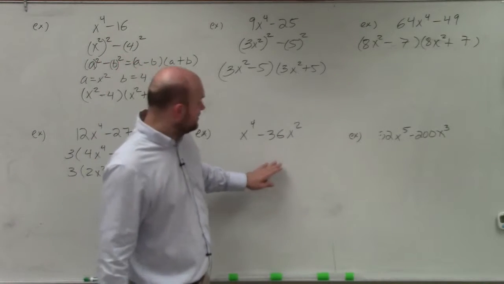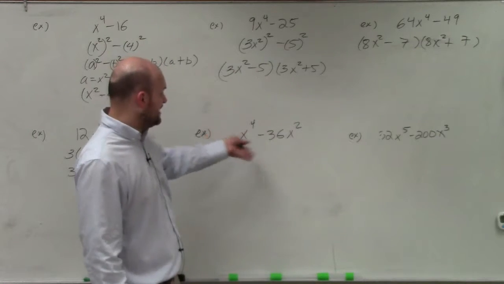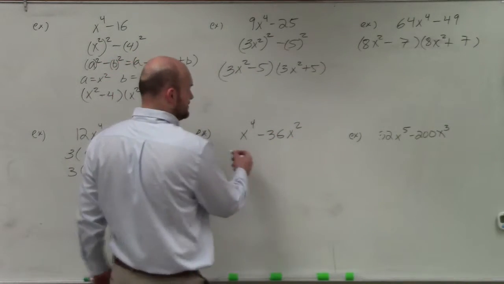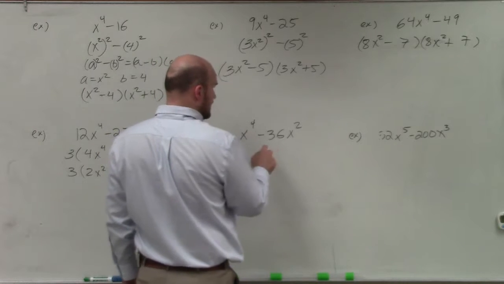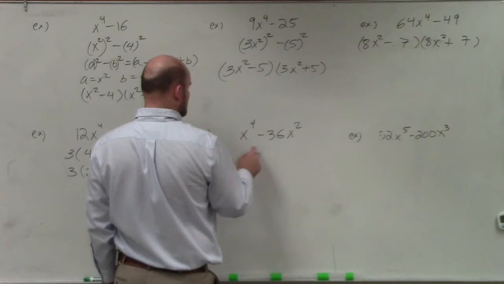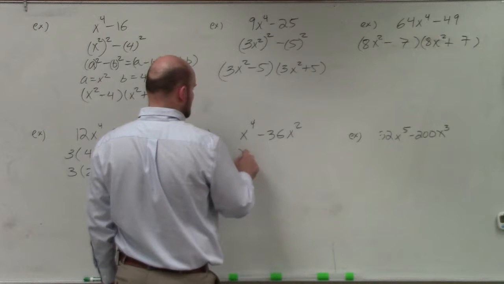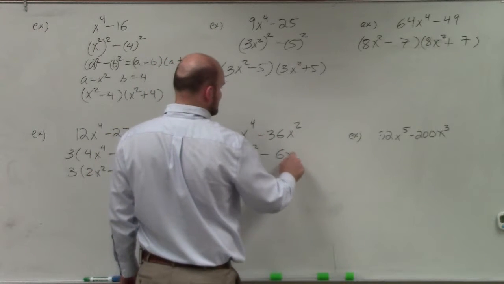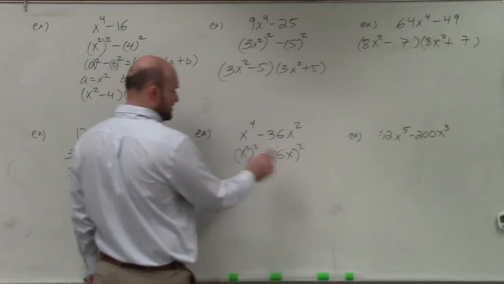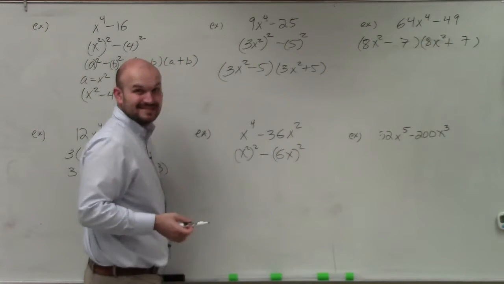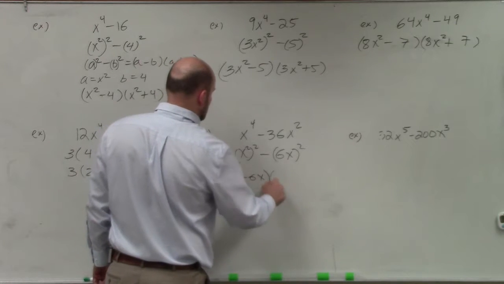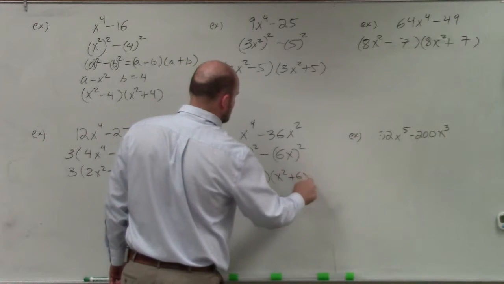In the next example, you can see, again, I have a variable in the first term and in the last term, but that's okay. You can just look at this and say, rewrite this as a product squared, so that's x squared squared. Rewrite this as a product squared, that's 6x squared. So therefore, you could say x squared is my a and 6x is my b. So it'd be x squared minus 6x times x squared plus 6x.